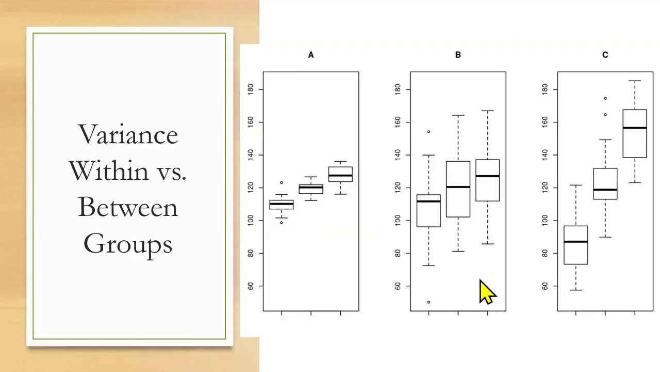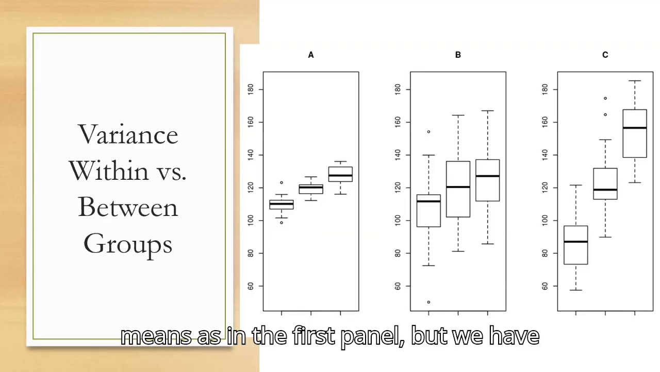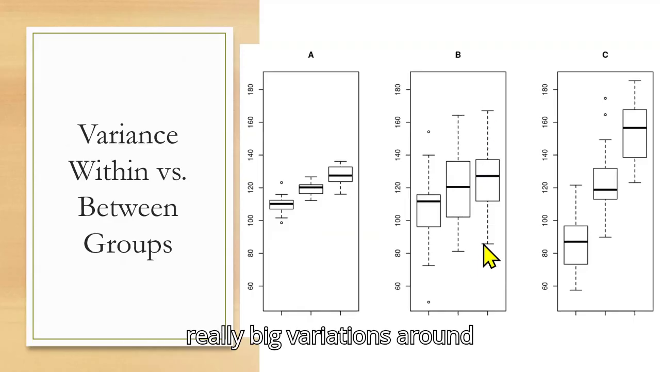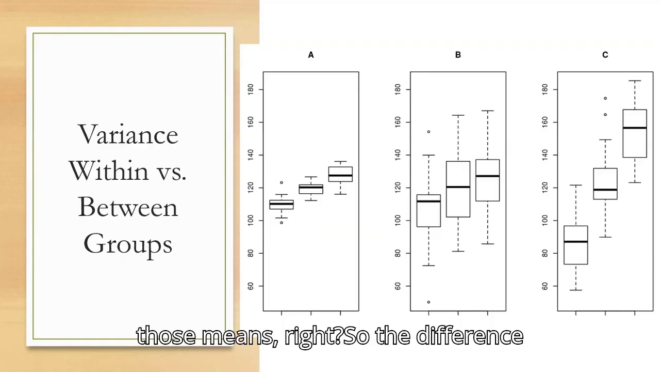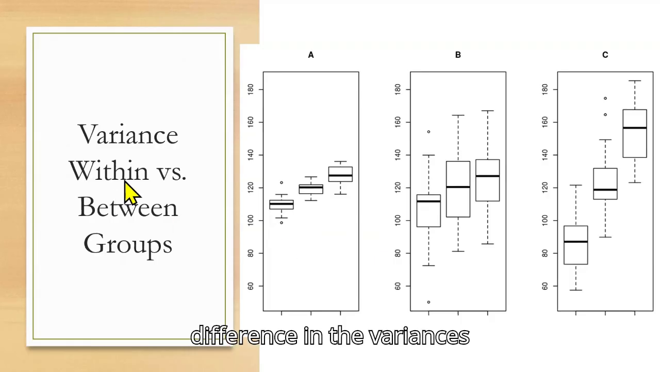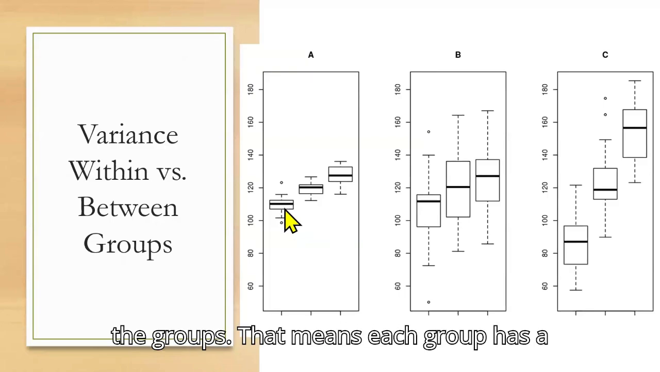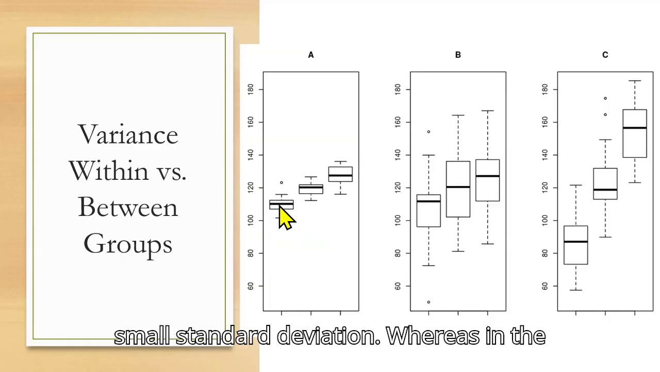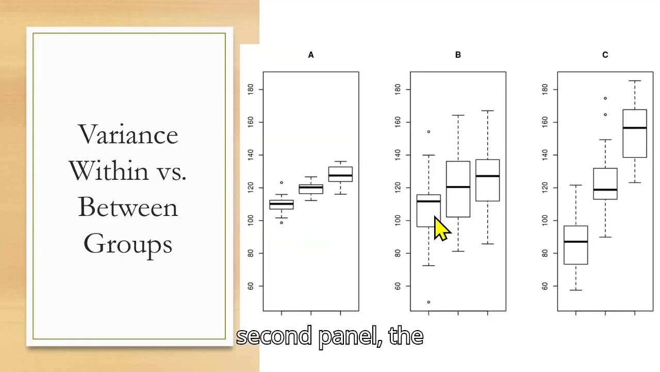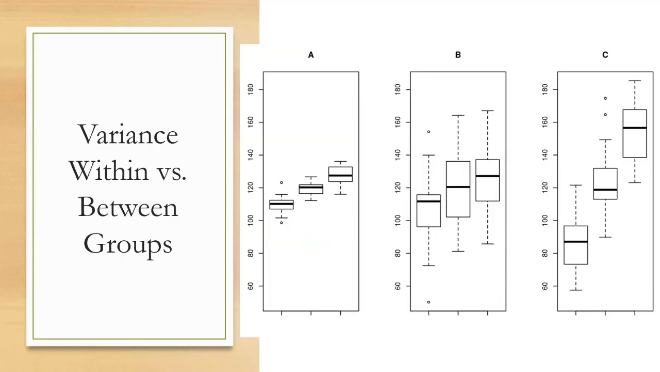In the second panel, we have the same amount of differences between the means as in the first panel, but we have really big variations around those means, right? So the difference in these 2 panels is a difference in the variances within the groups, all right? So the first panel has small variances within the groups. That means each group has a small standard deviation, whereas in the second panel, the groups each have large variance within groups. So lots of variance between individuals.